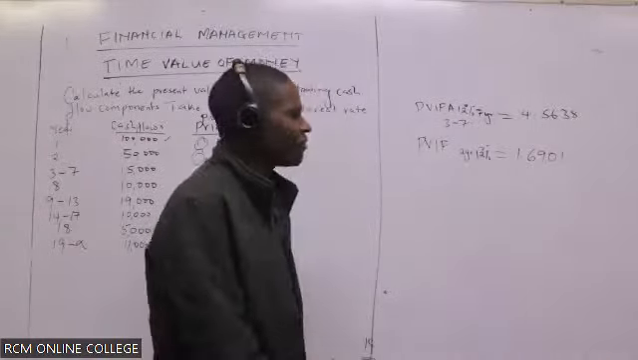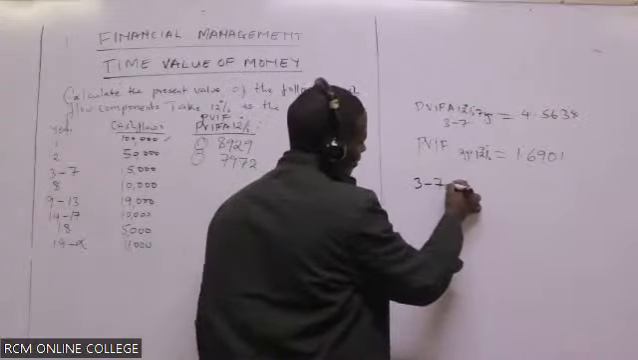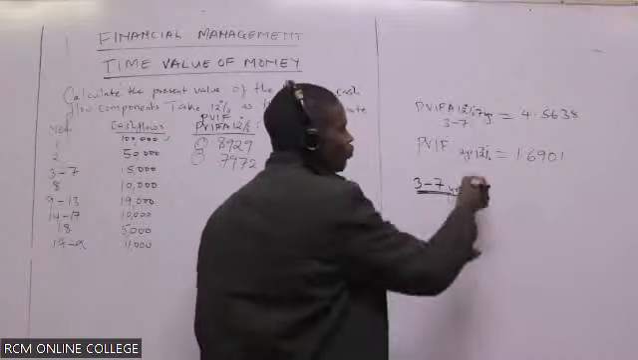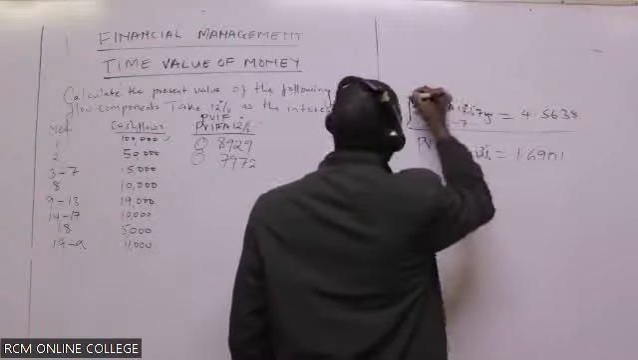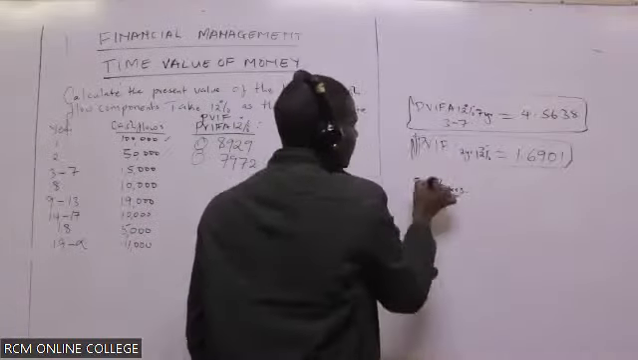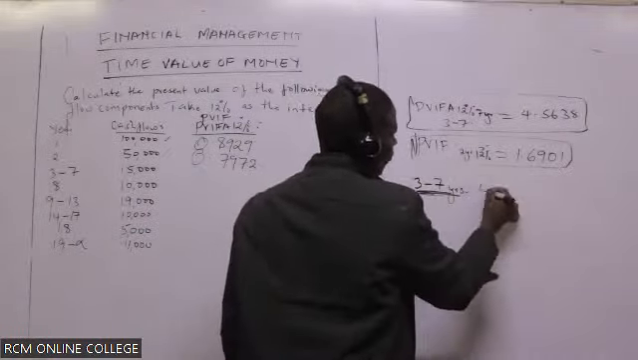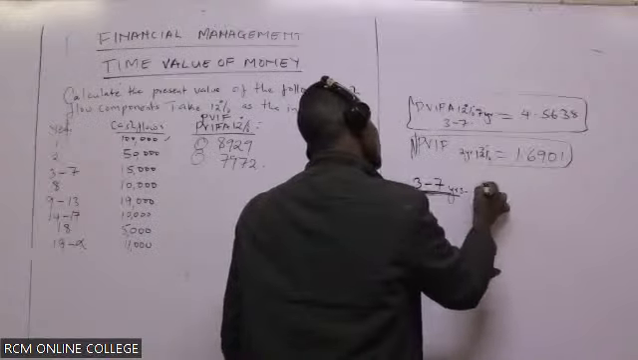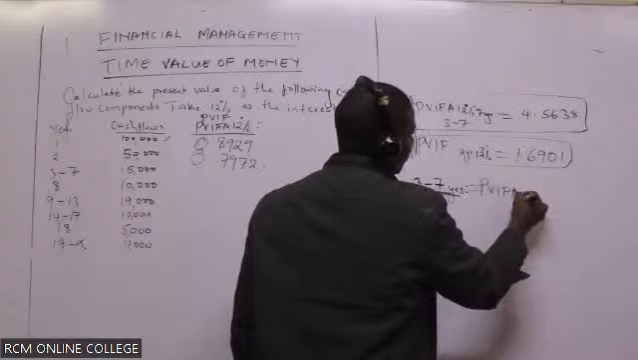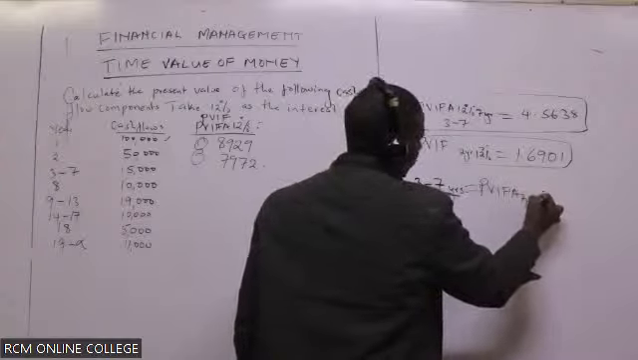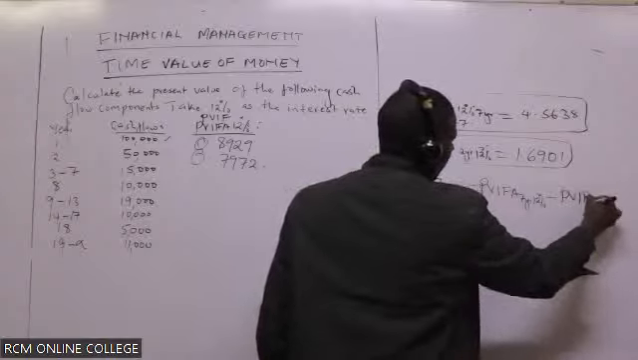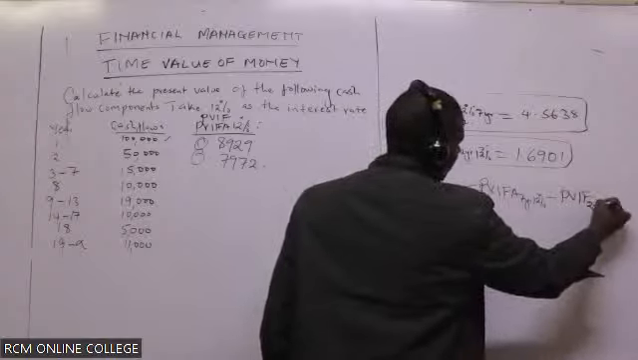How do we get PVF ya 3 to 7 years? How do we get that value? Si tunachukua hii yote, hii kubwa, tunatoa hii ndogo. Hiyo difference itabaki ndio itakuwa hii. So PVFA itakuwa equal to PV first 7 years 12% minus PV 2 years 12%.